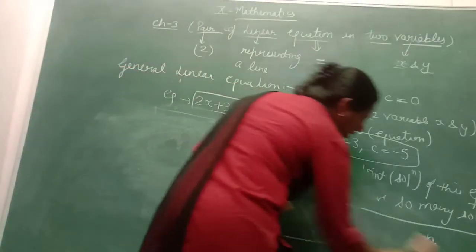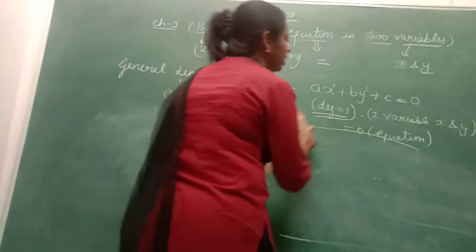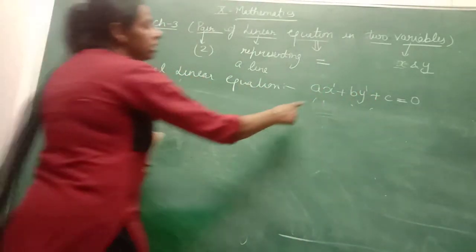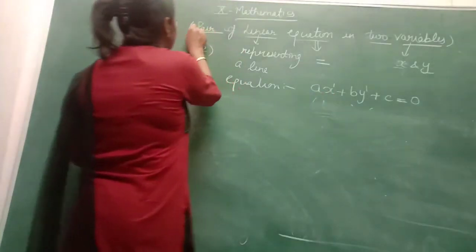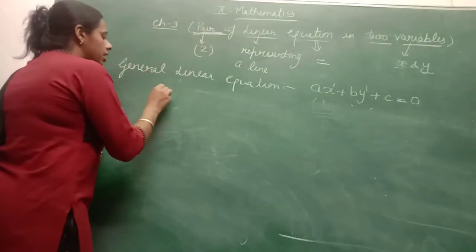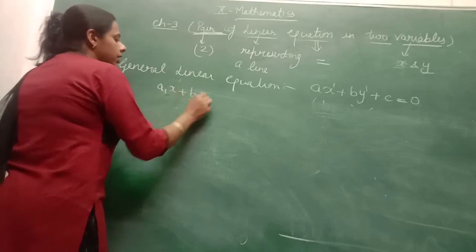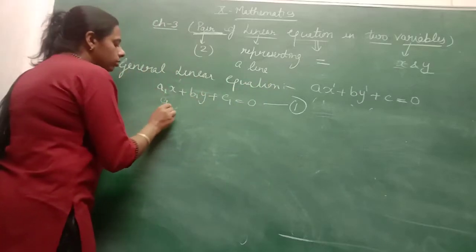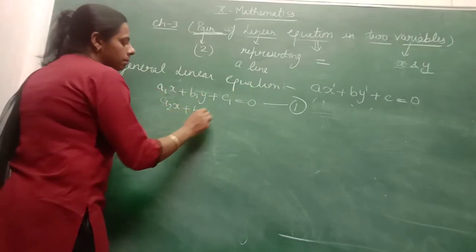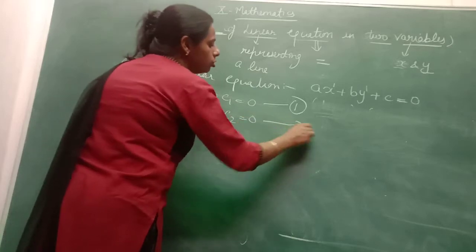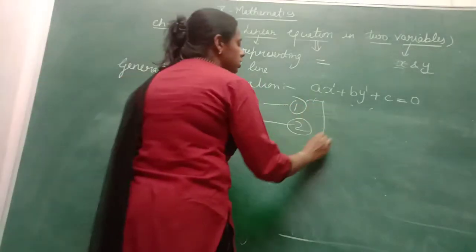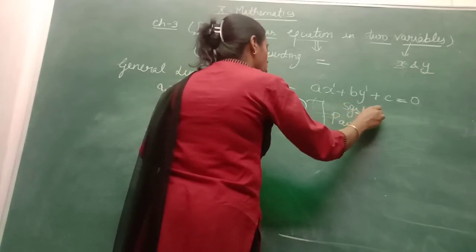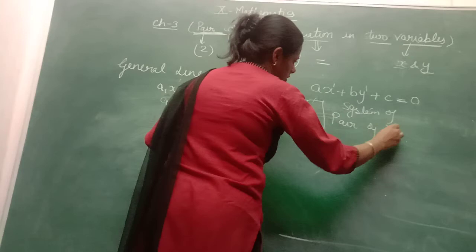We are dealing with the pair of equations, not a single equation. This is a single linear equation, but we are dealing with a pair. So a1x plus b1y plus c1 equal to 0 is your first equation. a2x plus b2y plus c2 equal to 0 is your second equation. It means these form a pair. This system is a pair of linear equations.